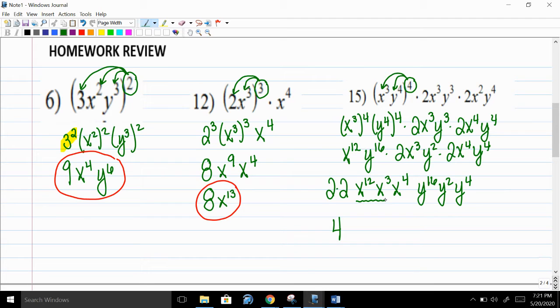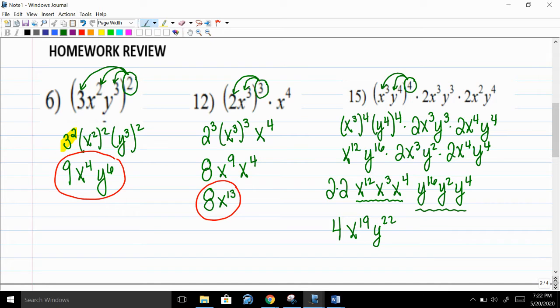Okay, I got my product of powers rule there, so I should add the 12, the 3, and the 4. That would be x to the 19th. And then I do the same thing with the y's. I add them up. 16 and 2 make 18. 18 and 4, sorry, 22. So 4x to the 19th, y to the 22nd. Okay, why do I feel like that's wrong?